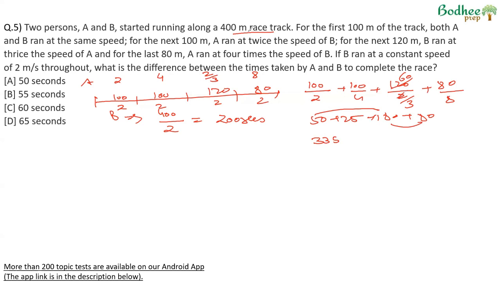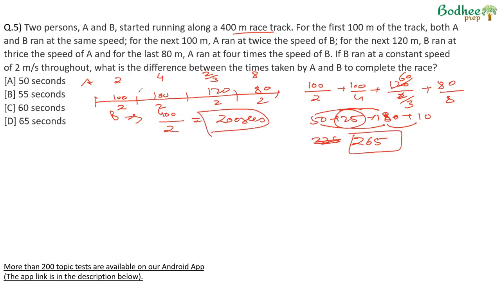This is 10, not 80, sorry. 80 by 8 is not 80, it is 10. Yes, this is the time taken. So 180 plus 10, 190, 190 plus 50, 240, and 25, 265. And therefore, B takes 200 seconds, A takes 265 seconds.